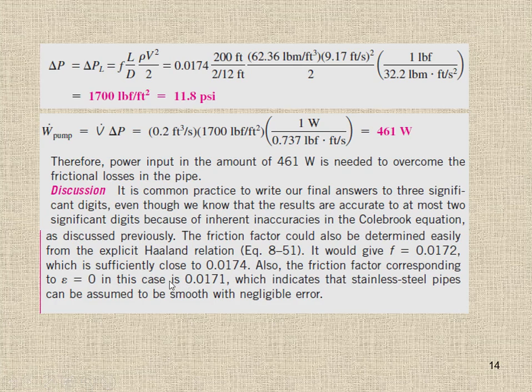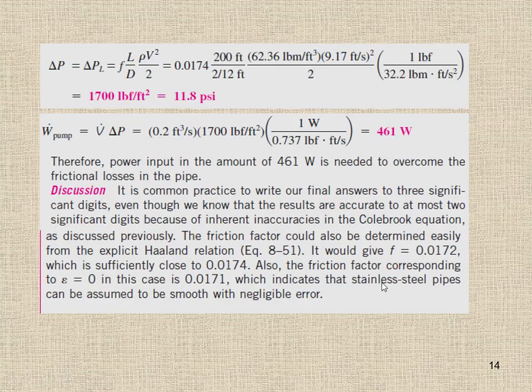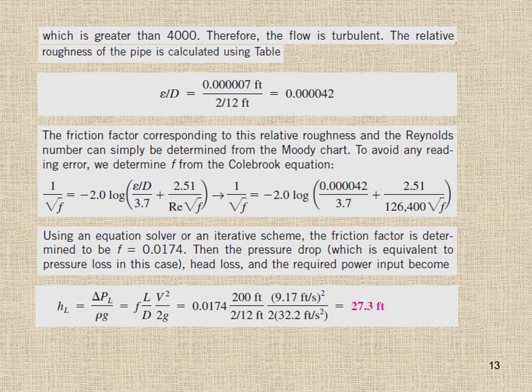You can also calculate the same value by using the chart, so let's see how we can calculate that. Here they have calculated f equals 0.0172 by using the Moody chart. If you go to the Moody chart, the value will be 0.0172. Let's see how we can calculate this. Our Reynolds number is 126400, and the relative roughness is 0.000042. So let's move on to the Moody chart.